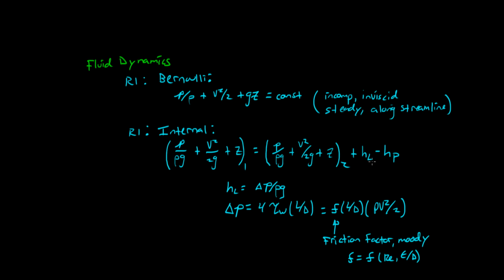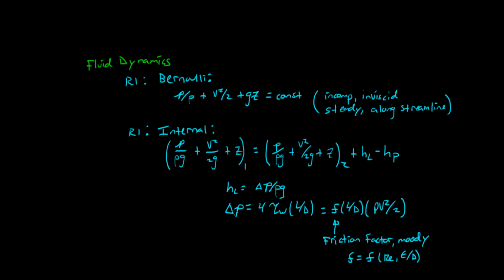One, head loss. This captures the effects of friction in a pipe, and pump head, which calculates the effect of adding some sort of a pump to our system. What's the head loss? Well, it's the pressure drop divided by rho g caused by friction. And so there's 2 ways we can find that.